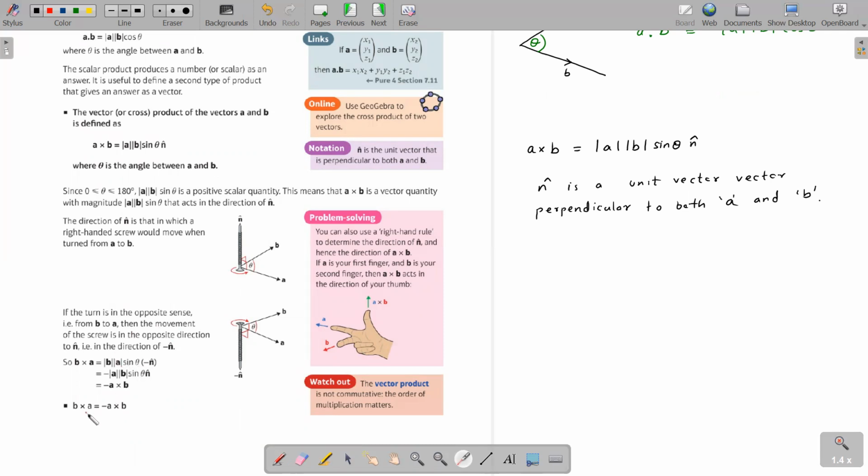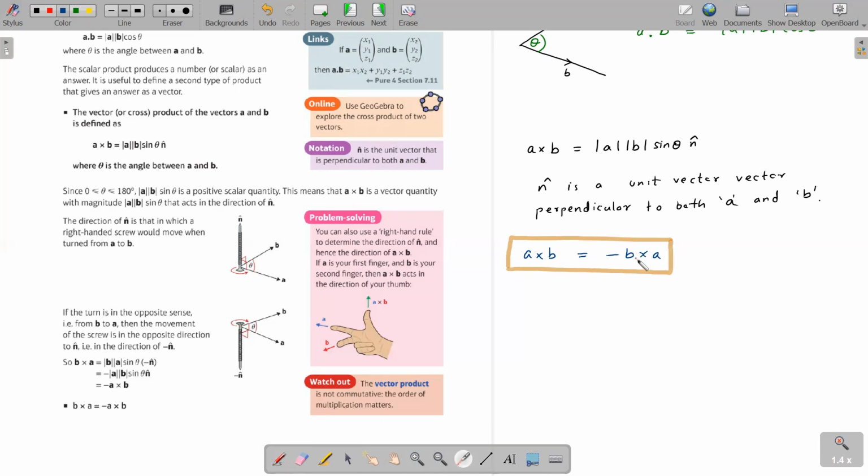The vector product is not commutative, in the sense that A cross B is not equal to B cross A. Write down this rule: A cross B is equal to minus B cross A. I will show you how these rules work with an example when I go to the next part. So these are some important things. A cross B is equal to minus B cross A. So if you change the order of the product, you need to introduce a negative sign.